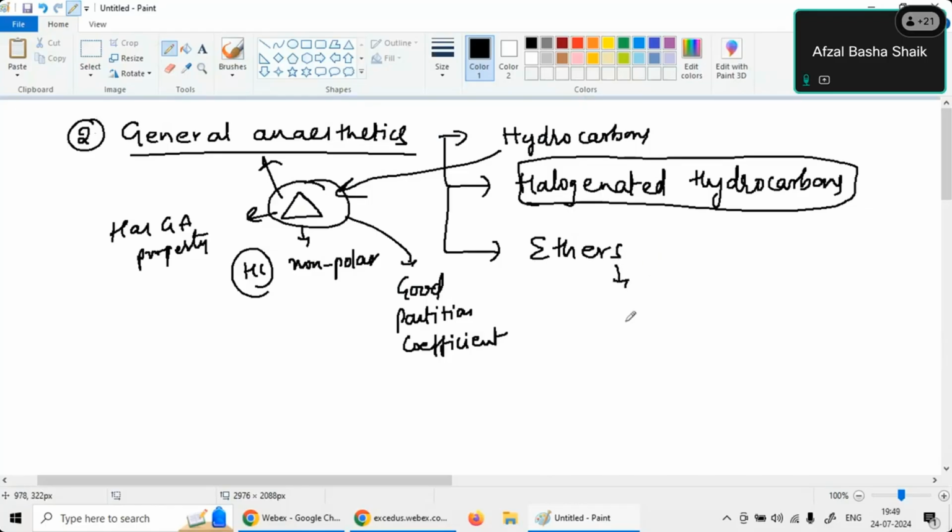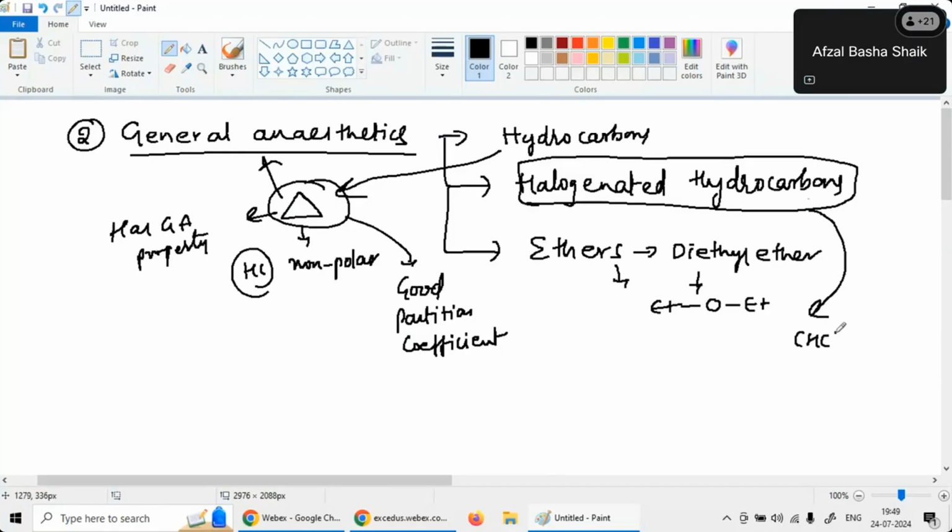If you take ethers, for example, you might have heard about diethyl ether. What is diethyl ether? It has two ethyl groups. And did you hear about chloroform?